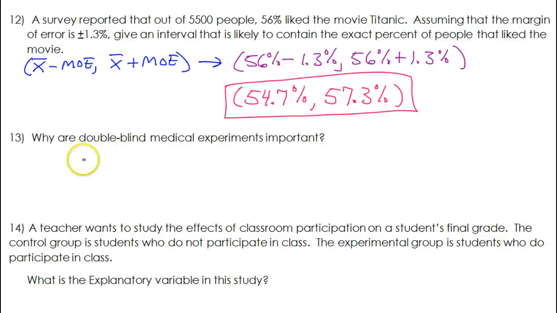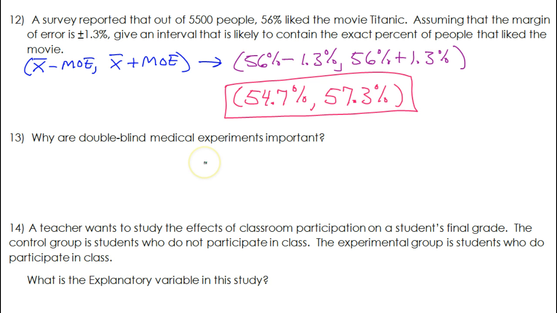Because when a researcher knows who's getting what treatment, they will often accidentally give little clues and behave differently towards the patient because they're expecting something to happen. And sometimes those clues that they give, not on purpose, but just because of their expectations, can have an effect on how the subjects behave.